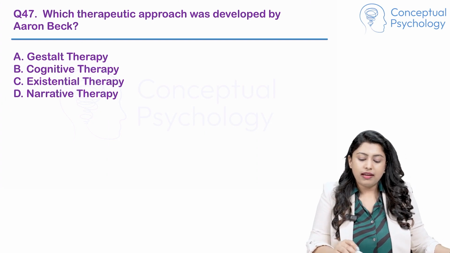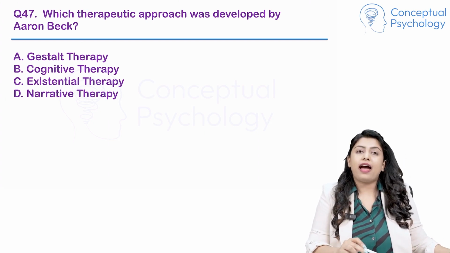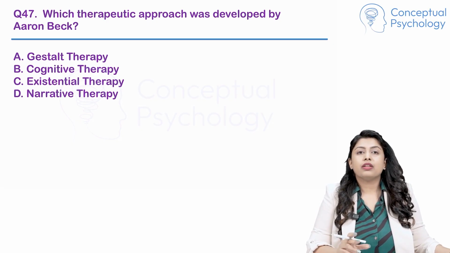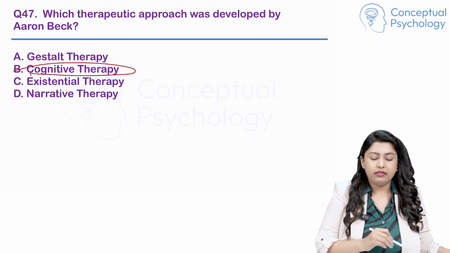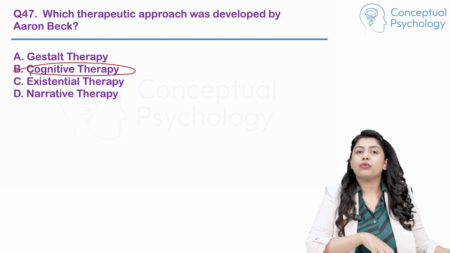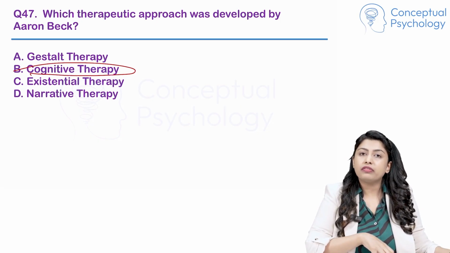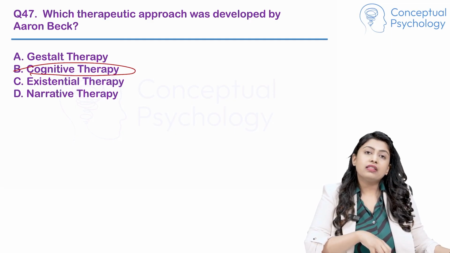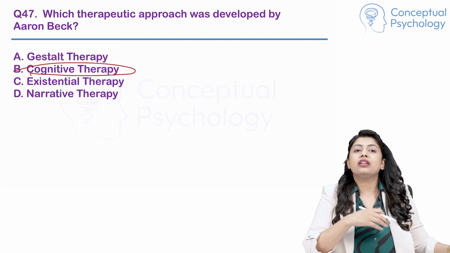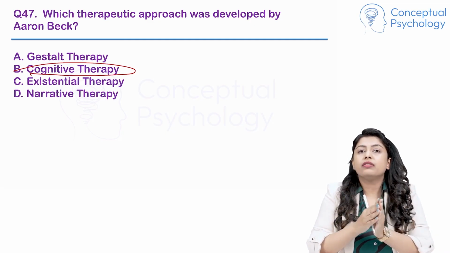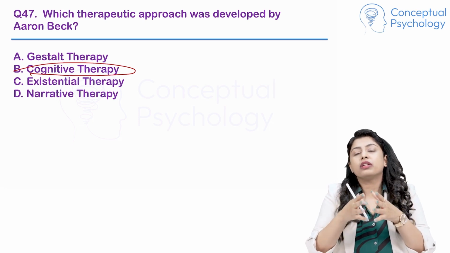Now, which therapeutic approach was developed by Aaron Beck? Gestalt therapy, cognitive therapy, existential therapy, narrative therapy. The correct answer is cognitive therapy. So, Aaron Beck developed cognitive therapy, which focuses on identifying and modifying dysfunctional thinking patterns and beliefs. Beck's approach emphasizes the relationship between thoughts, feelings, and behaviors, which are the foundation of modern CBT.